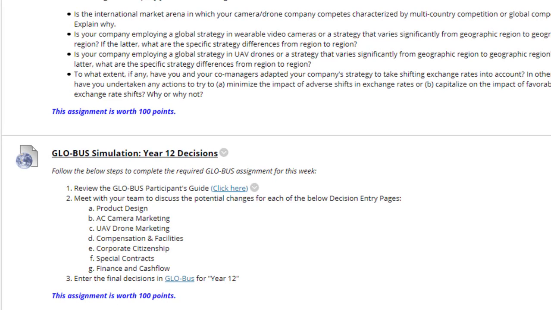Lastly, we have the Globus simulation year 12 decisions. Then again, most teams are doing a great job here. And just keep in mind, you still want to analyze the data. Even though you may be on top right now, you could be knocked off. So don't just try to ride this out all the way to year 15. So continue putting in the same effort that you have in the past. Let's go ahead and look at the year 11 results in Globus.